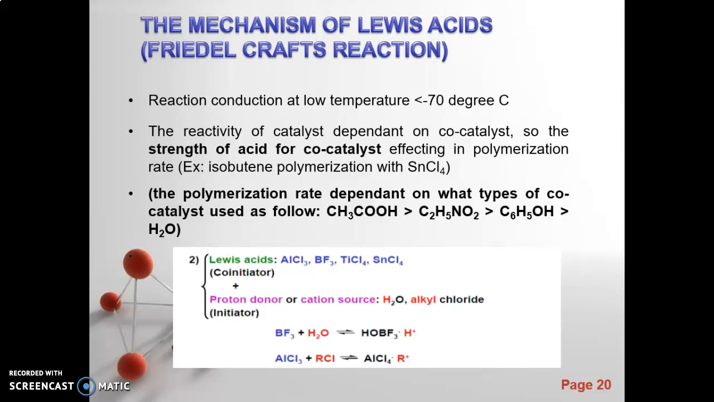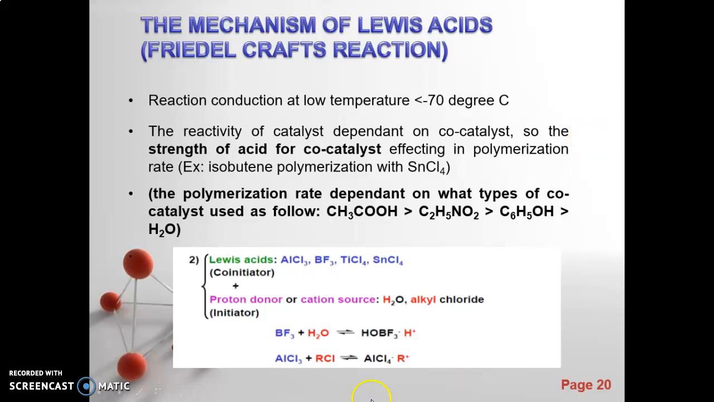The reaction is conducted at low temperature, which is less than negative 70 degrees C, and the reactivity of catalyst is dependent on the co-catalyst, so the strength of acid or co-catalyst affects the polymerization rate. For example, the polymerization of isobutene with SnCl4. And the polymerization rate is dependent on what type of co-catalyst is used. Okay, so not all the initiators require co-catalyst. Some initiators, for example, MnCl3, do not require a co-catalyst because it is a strong initiator.